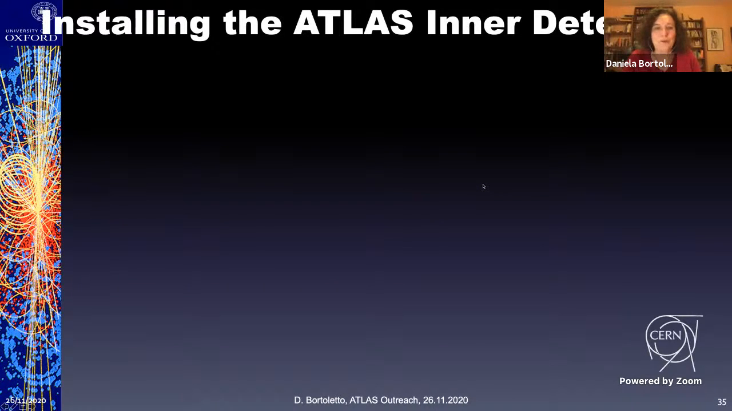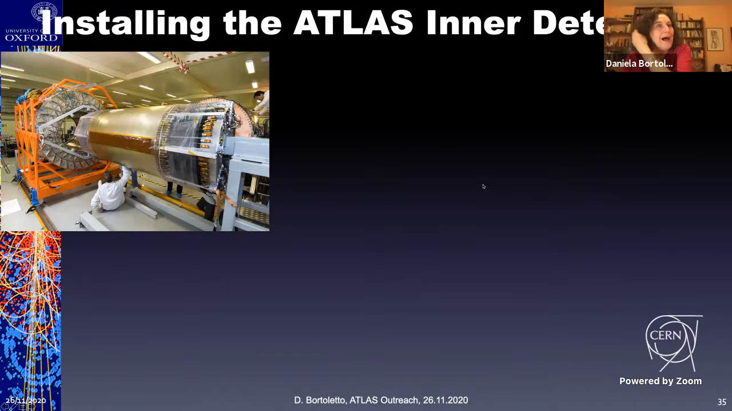So how do we install the inner detector? ATLAS is a global collaboration, and so parts of the detector were built everywhere. I show you where the SCT was built because it was built in Oxford, okay? But other parts of the detector were built in Holland, in the US, everywhere in the world, in Japan, etc. So it's a very global collaboration.